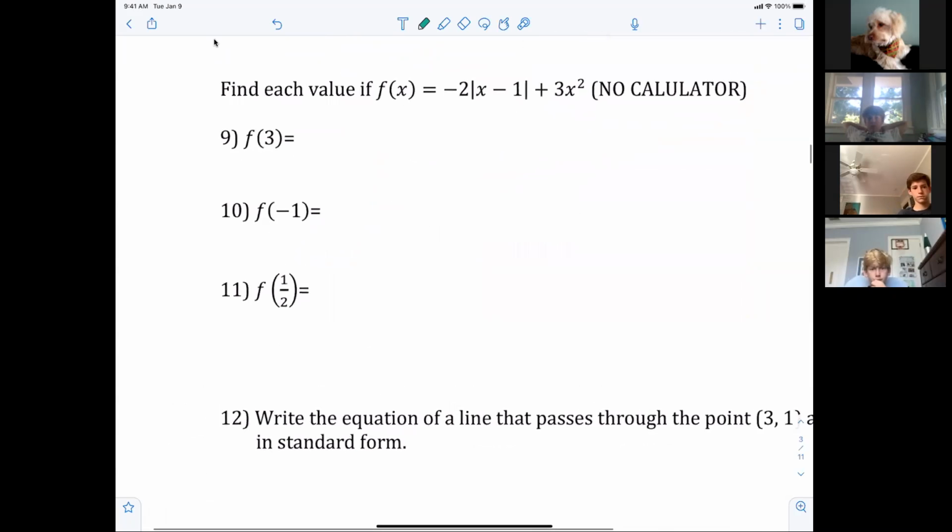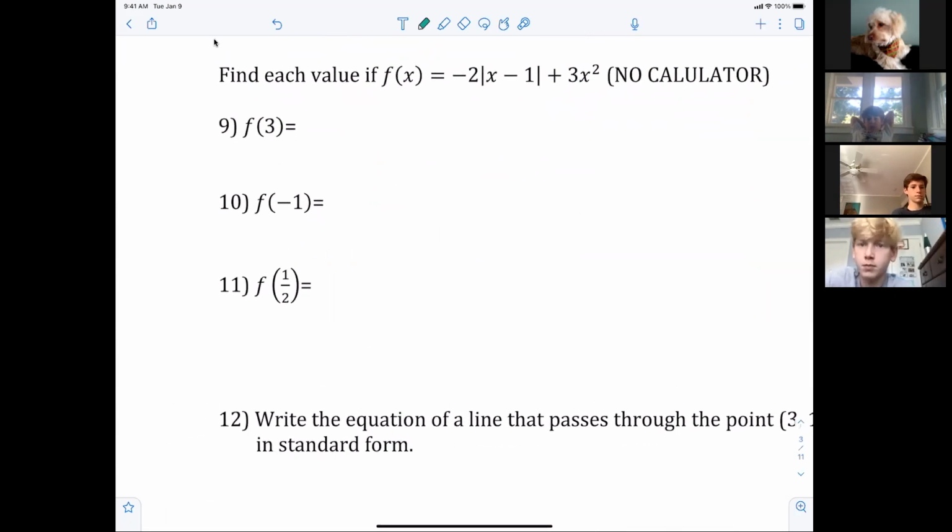Down here, I just said practice not using a calculator. I don't care if you check your work, but you should be able to do the mental math here. So what was f of 3? Somebody said 23. Is that correct? Yes. All right, what's f of -1? 7. I've gotten all kinds of answers. Anybody else get 7? 7 is good or not?